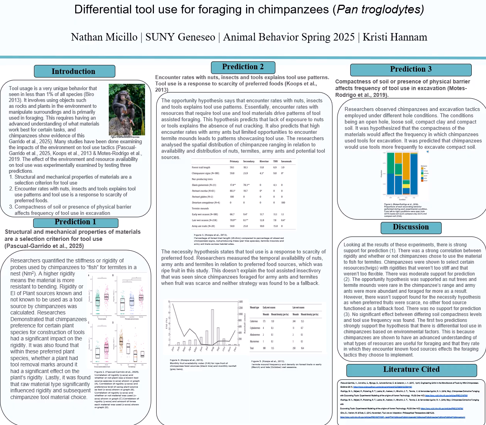And then moving on, the second of the two hypotheses tested in this was the necessity hypothesis, which is that tool use is a response to scarcity of preferred foods. The preferred foods that they assumed it was ripe fruit. So they said if there's a lack of fruit, then that's when the chimpanzees will engage in tool use, because it doesn't necessarily take a tool for them to get the ripe fruit.